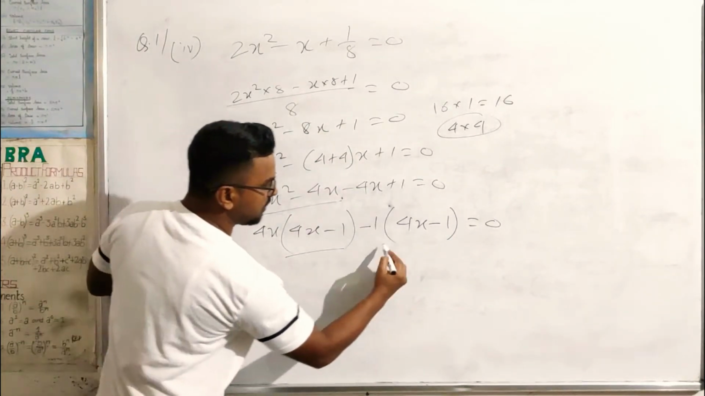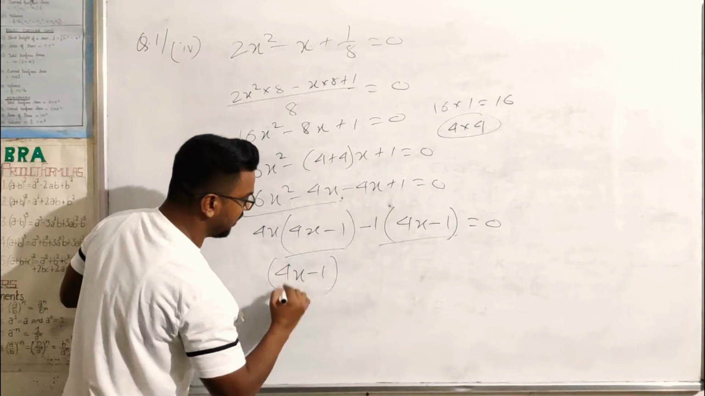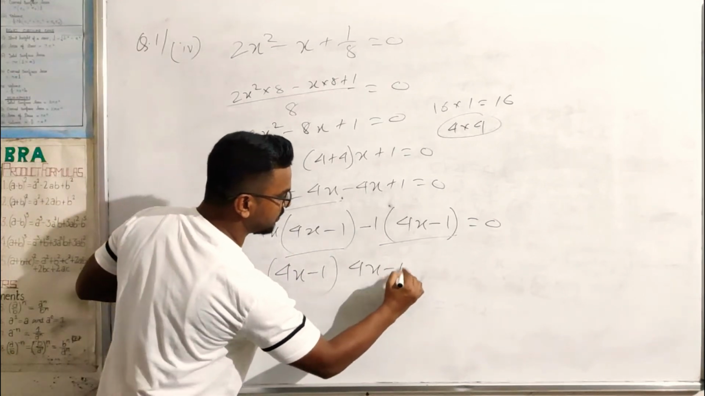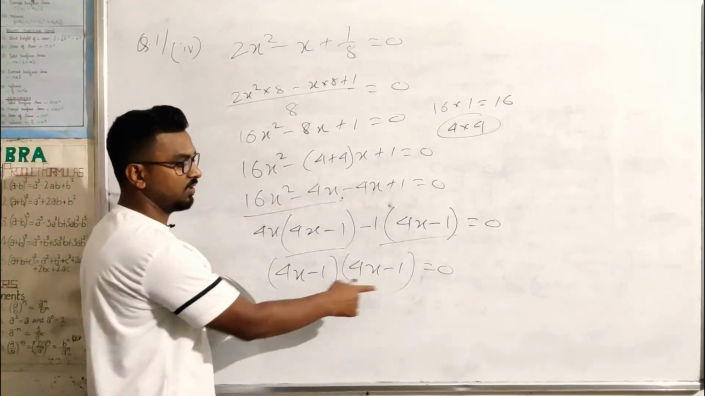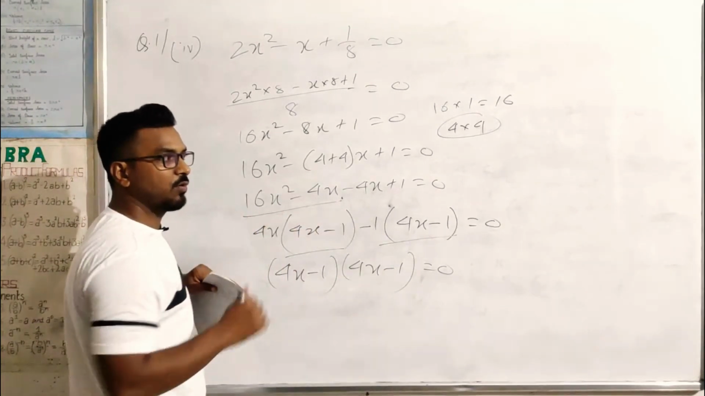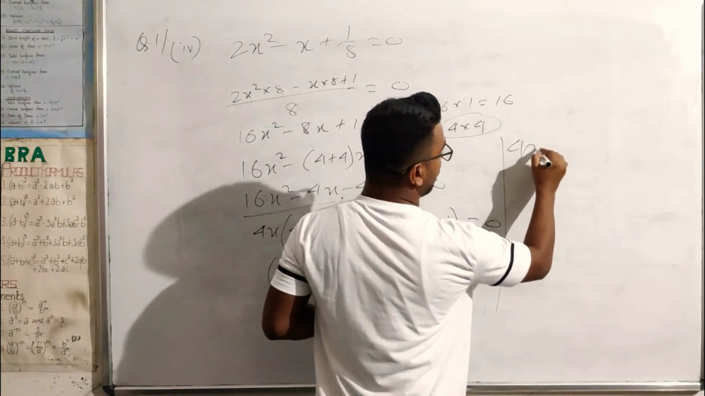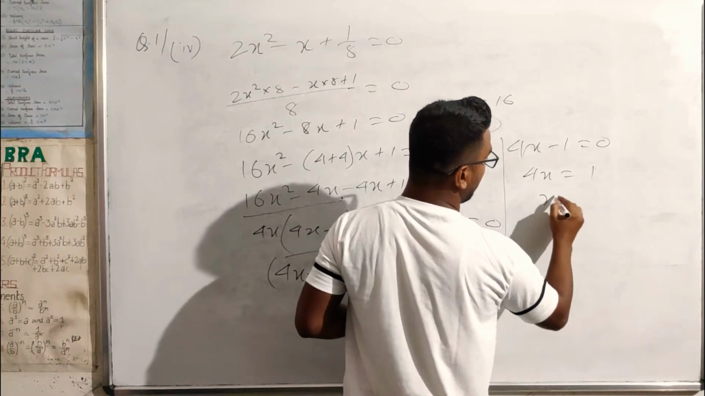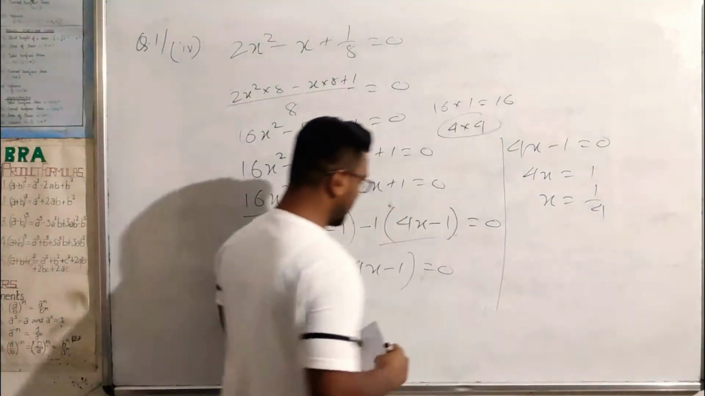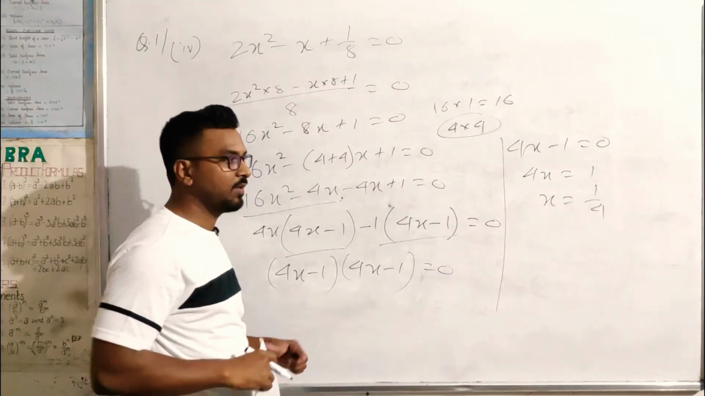So this and this is common, take it out, 4x minus 1, and the other factor is also 4x minus 1 equals to 0. So what are the two factors? 4x minus 1 and 4x minus 1. So now what we'll do, we'll compare with 0. Next, 4x minus 1 equals to 0, so 4x equals to 1 and x equals to 1 by 4. In the second case also you'll get the same, because both the factors are same.